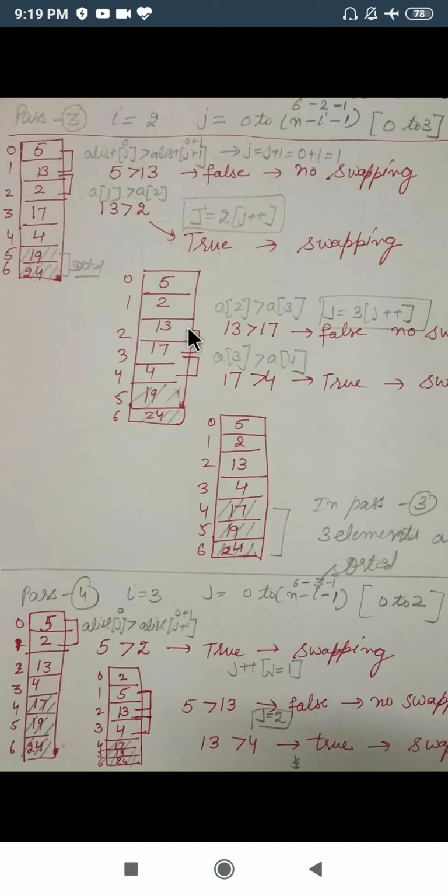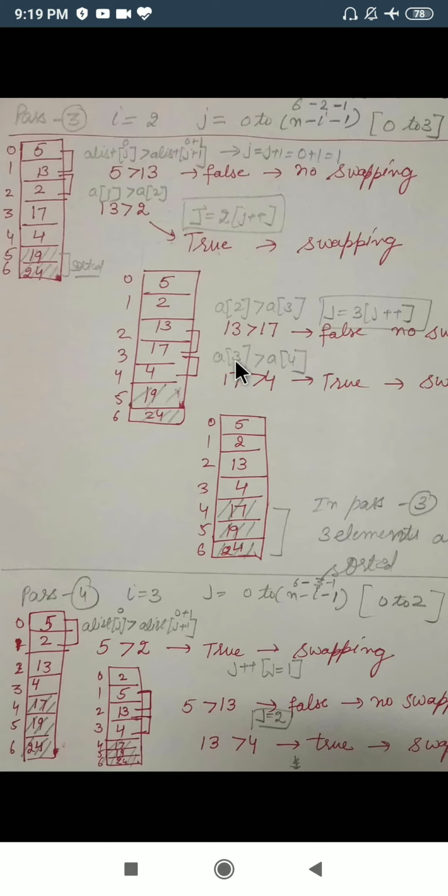Now we'll compare this 13 with 17, that is, a2 is to be compared with aj plus 1. Okay, if it is true, we will do swapping, but it is not true, so we will not do any swapping. Okay, but j will be incremented. Now j will become 3.